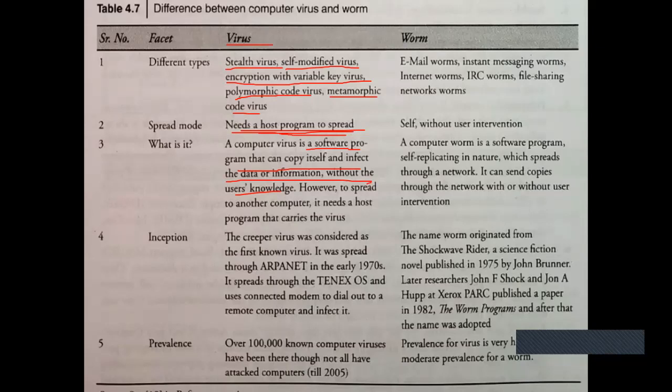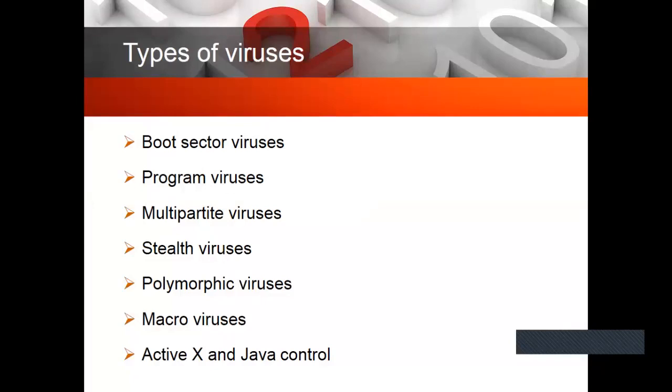Next is the computer worm. A worm is a software program whose nature is self-replicating. It can replicate itself in a network and send copies to any network without any user intervention. The mode of spreading is that it will spread itself without any intervention. And what are the different types of worms? You can have email worms, instant messaging worms, internet worms, IRC worms, file-sharing worms, and network worms. Next we'll see different types of viruses.